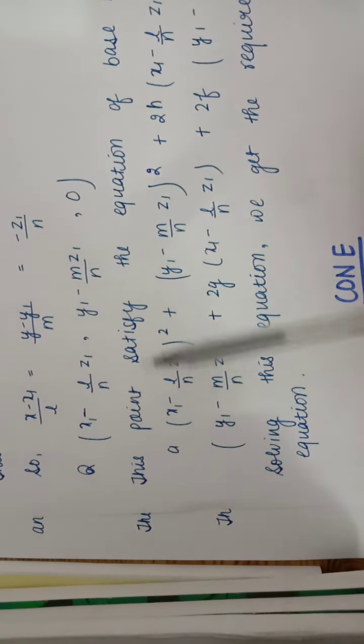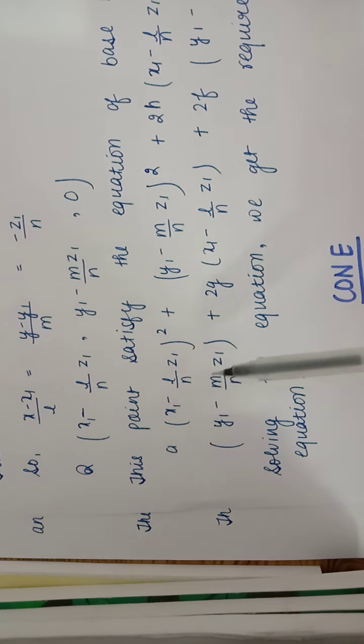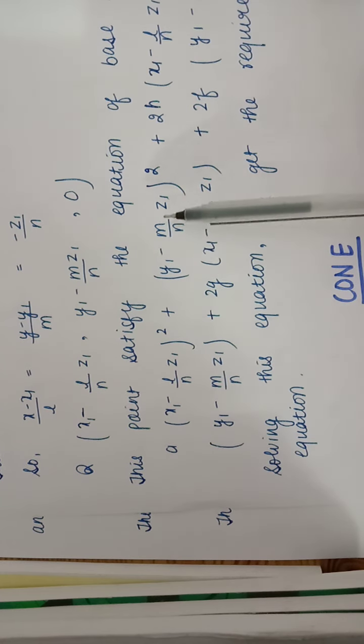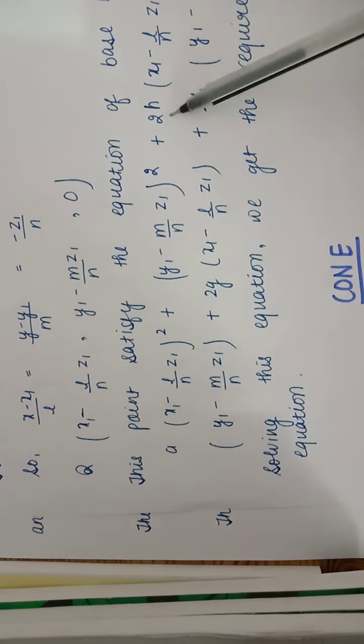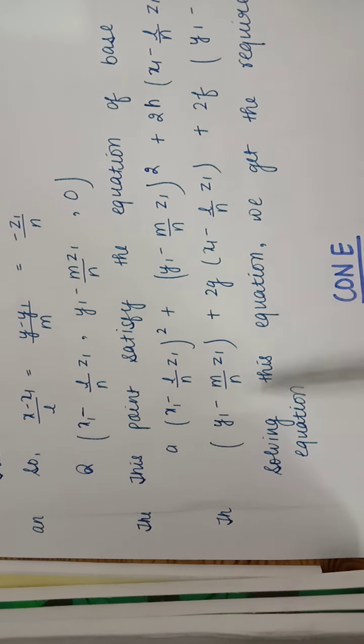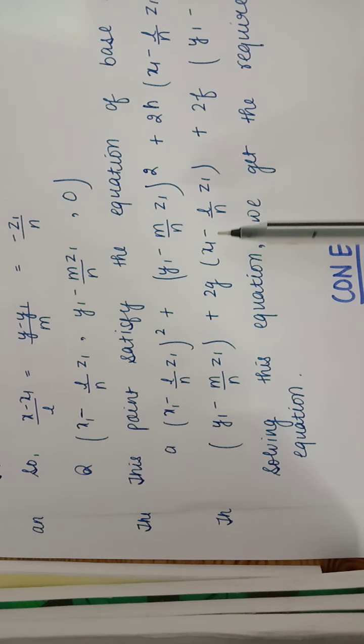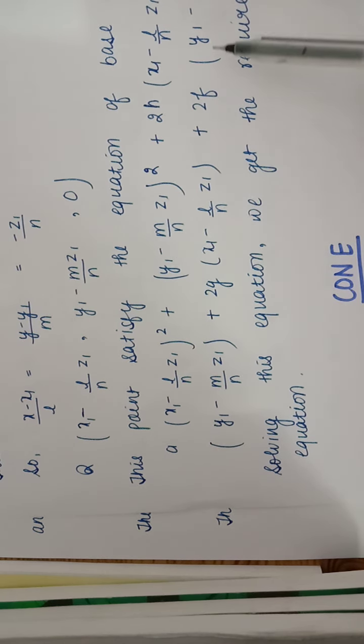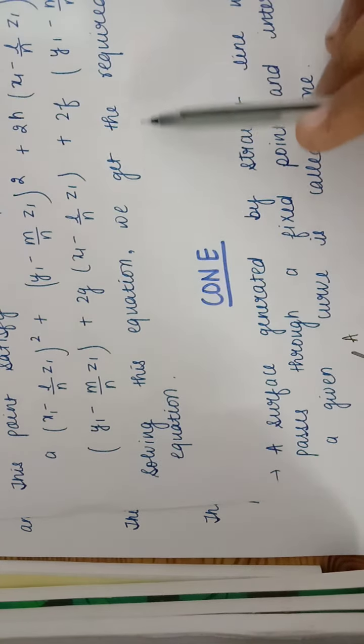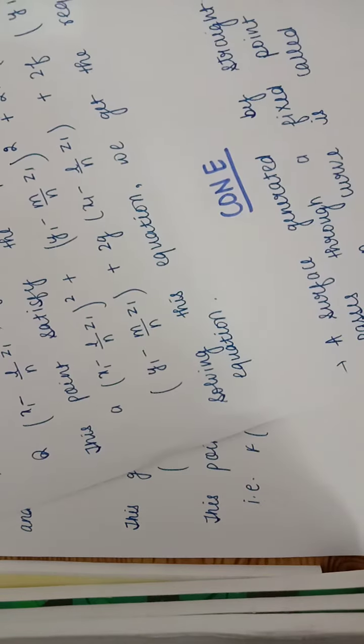This point satisfies the equation of the base, that is a(x1 − (l/n)z1)² + b(y1 − (m/n)z1)² + 2h(x1 − (l/n)z1)(y1 − (m/n)z1) + 2g(x1 − (l/n)z1) + 2f(y1 − (m/n)z1) + c = 0. Solving this equation, we get the required equation, and putting the values from this equation, that is the equation of the cylinder.